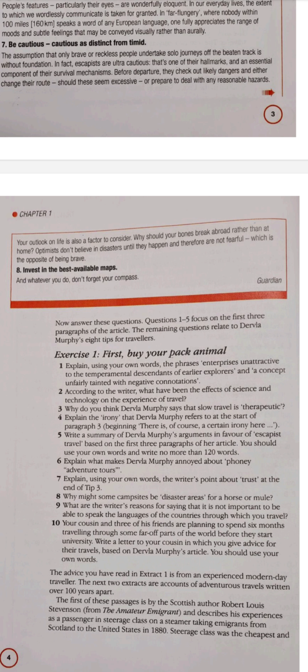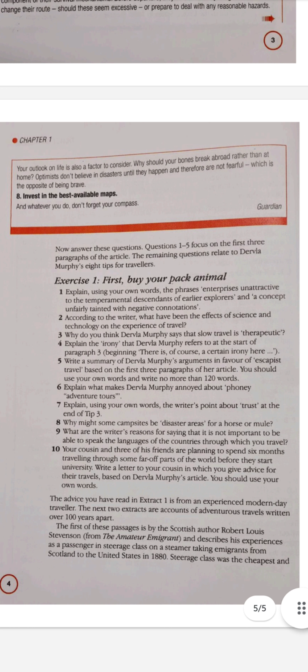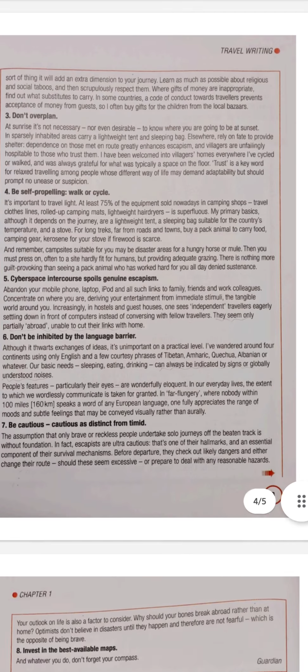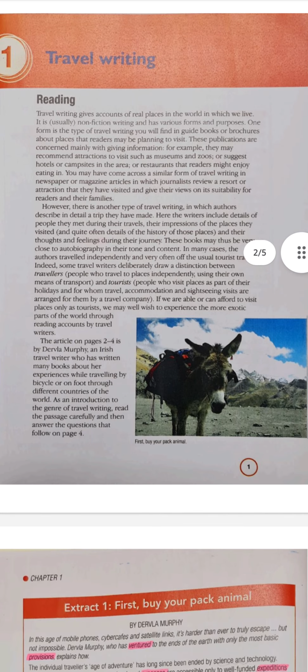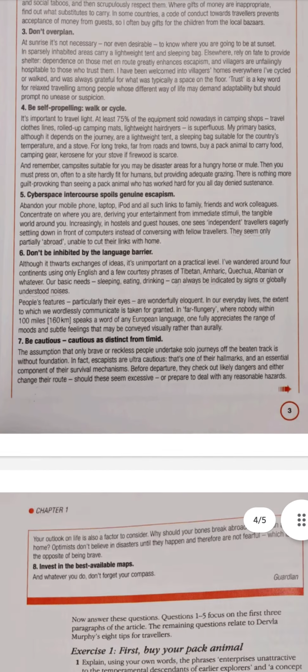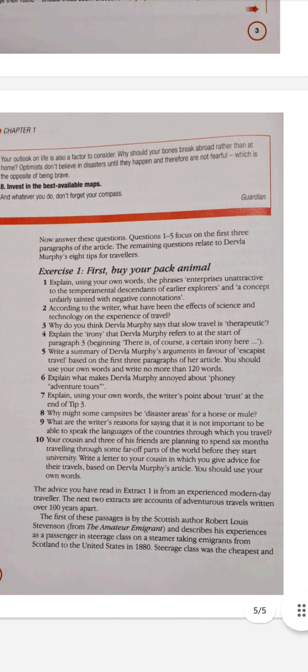And last but not least, invest in the best available maps. And whatever you do, don't forget your compass. All right, now I hope everything was pretty clear. I tried to explain as much as I could. The video is a bit long, but I hope that you've all understood everything.